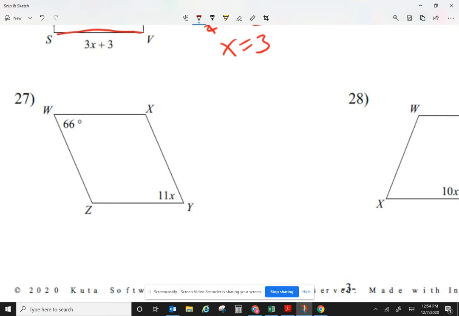Here, the angles are opposite. So 66 equals 11x. Opposite angles are equal to each other. So now let me divide by 11 to get the x by itself. X in this case is equal to 6.